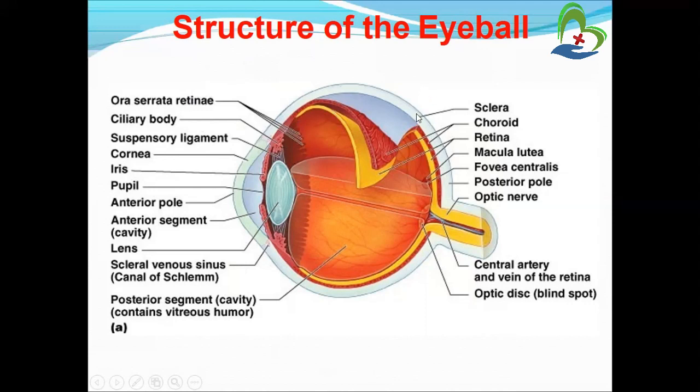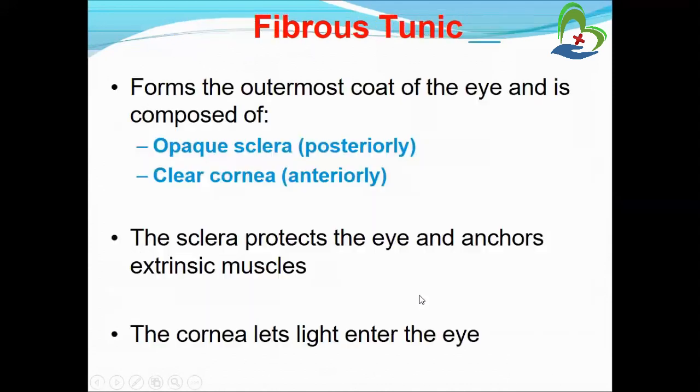On the posterior side, the sclera, choroid, retina and macula lutea are shown here. Then the fovea centralis, the posterior pole of the eye, and the optic nerve. Our intraocular pressure is said to be maintained by the optic nerve, and this is the optic disc. So that is the overview of the structure of the eyeball.